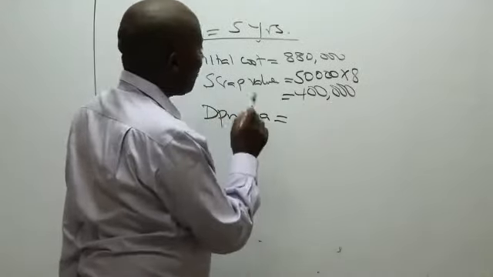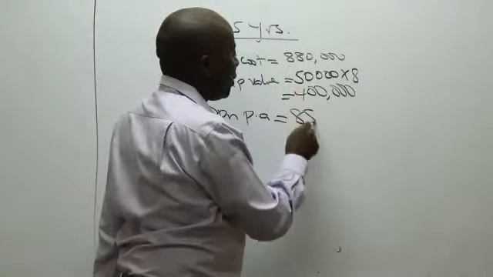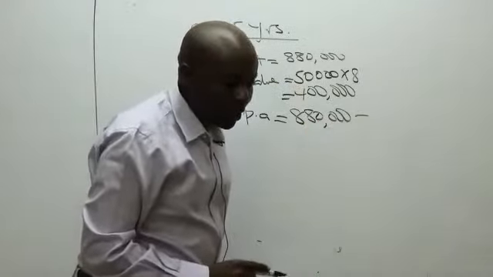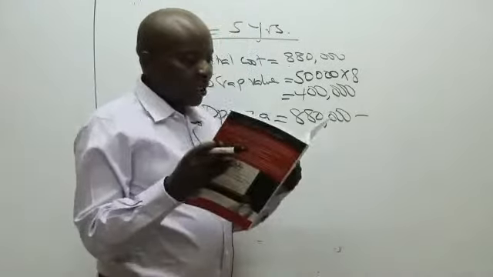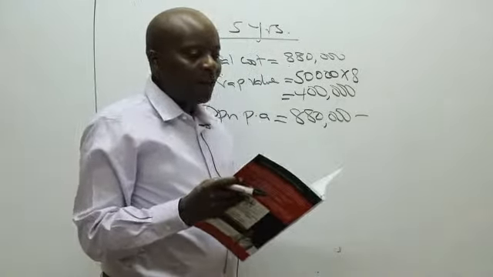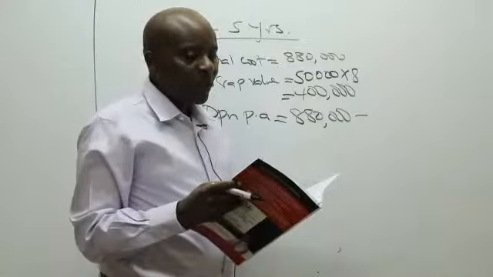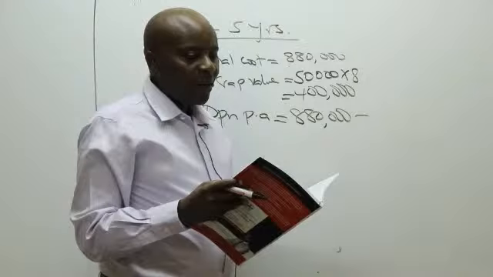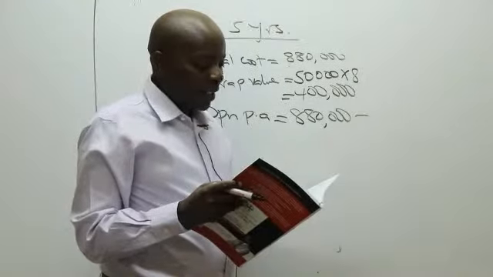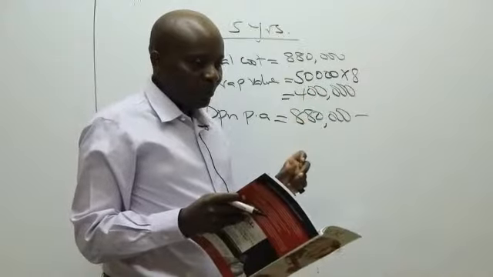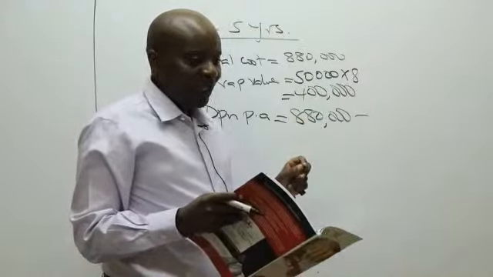I know that depreciation per annum will be the initial cost, which is 880,000 minus the scrap value, not 15 years. You know, we have got 5, 10, and 15 years. There is 5 years, 10 years, and 15 years. I'm going to do each one of them. Are we together there?